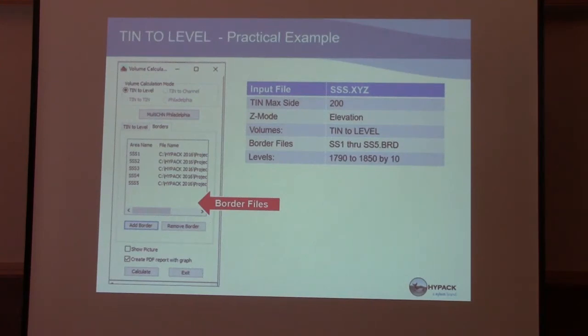All right, so we're going to do a practical example just to talk about border files. You can limit the areas with a border file too. So when you're doing tin to level or any of them, you can actually bring border files in and it'll give you the volumes within that border. Anyone ever do that? Okay. So you can have different border files and it'll actually give you the report based on that area. When it does your volume, instead of just saying your tin above and tin below, you'll actually get line item information.